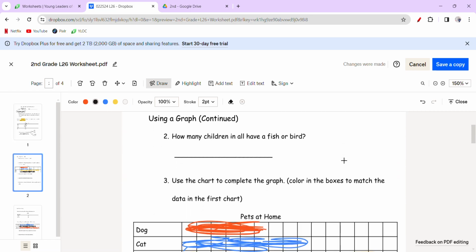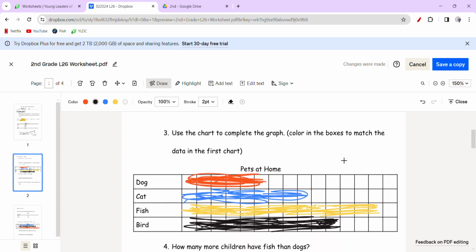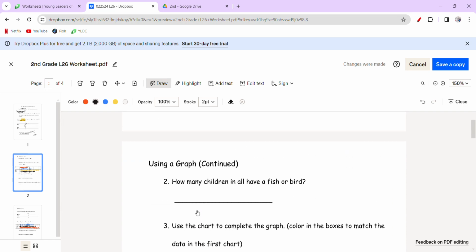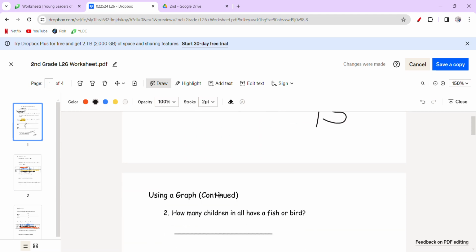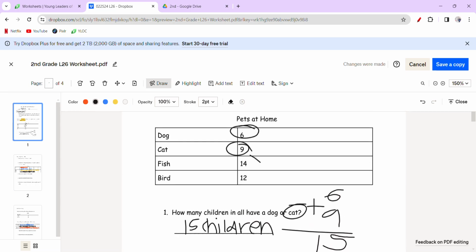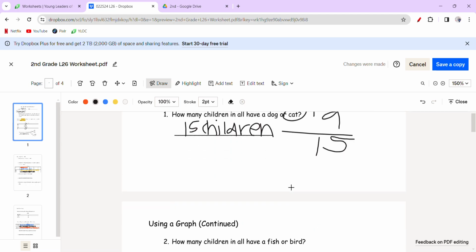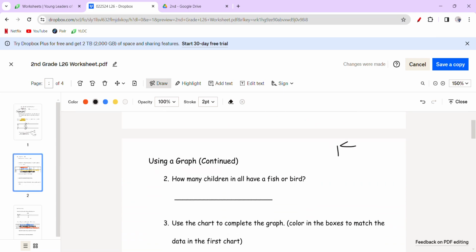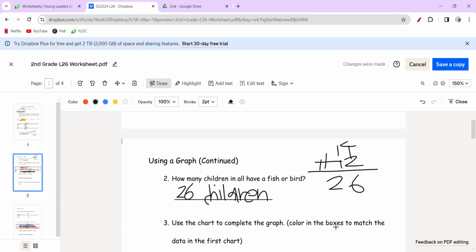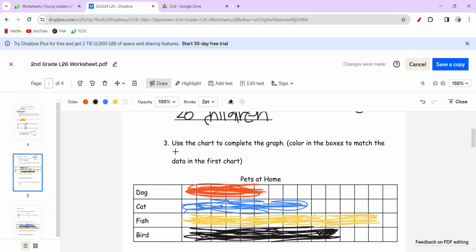How many children in all have a fish or a bird? We can look at the graph here, or we can look at the chart. To find fish or bird, we would simply add 14 plus 12. If we bring it down here, 14 plus 12: 4 plus 2 is 6, 1 plus 1 is 2. So 26 children have a fish or a bird. Yes, we already did this, right?